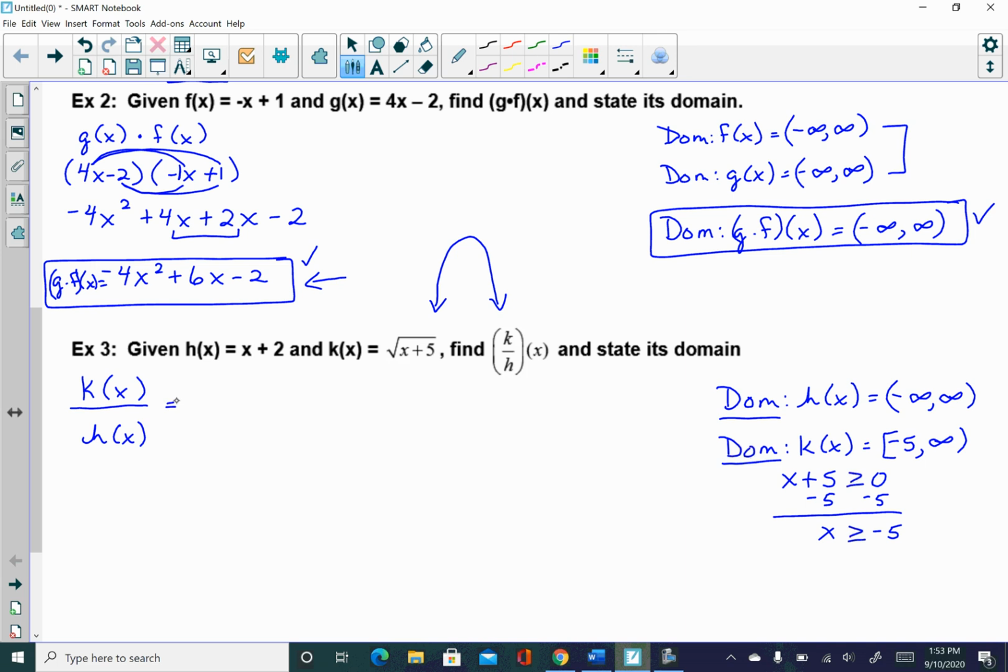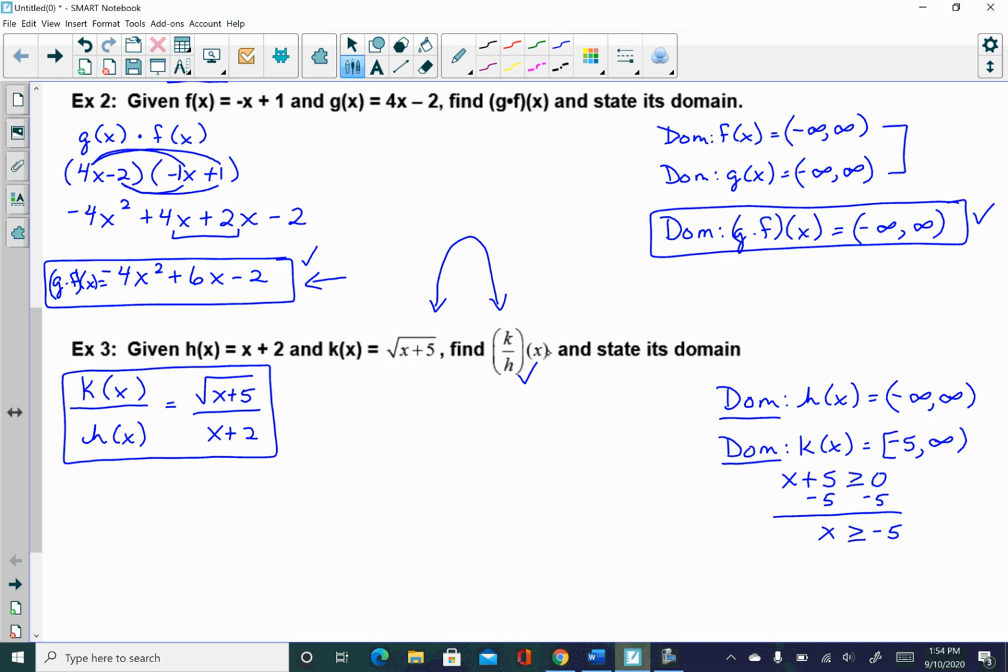So now k of x, plug in that. So k of x is the square root of x plus 5. H of x is x plus 2. That's the function, okay? So I can't do any more reducing on that at all. So I have at this point found k of x over h of x. We've found that part. Now let's talk about the domain.